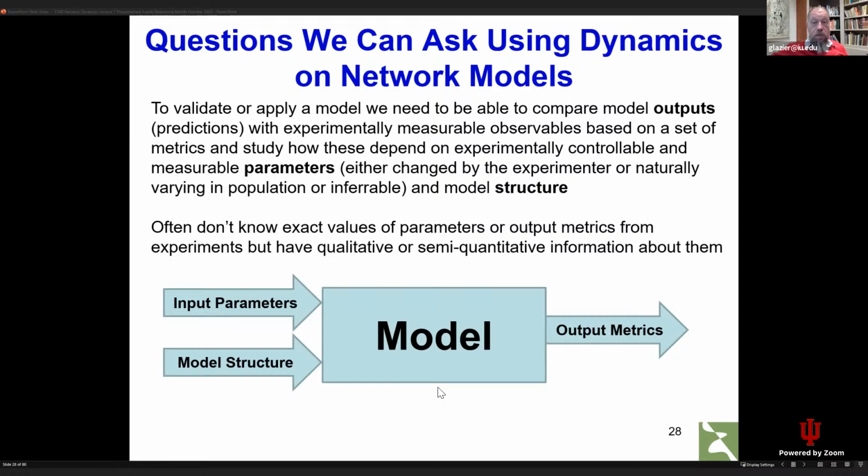Those parameters could be the initial values of those nodes, or they could also be the strength of coupling. How strong is the activation or the inhibition? That wouldn't show up in a Boolean model, but it would show up in the real system. In any case, the model has to predict something, or it's not doing anything. And typically what it'll predict is either steady state values or time series. And we have to have some way of comparing the output of the model to reality if we want to be able to make it useful.